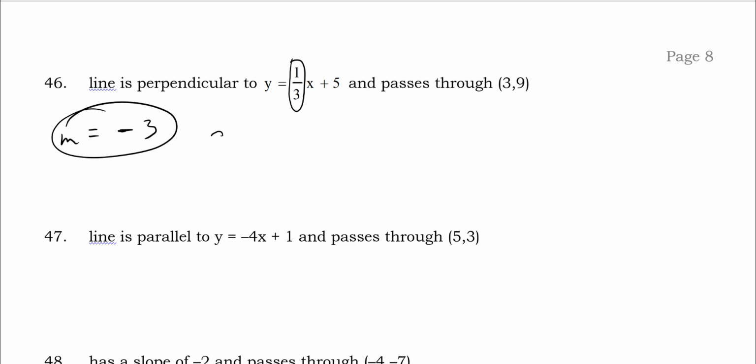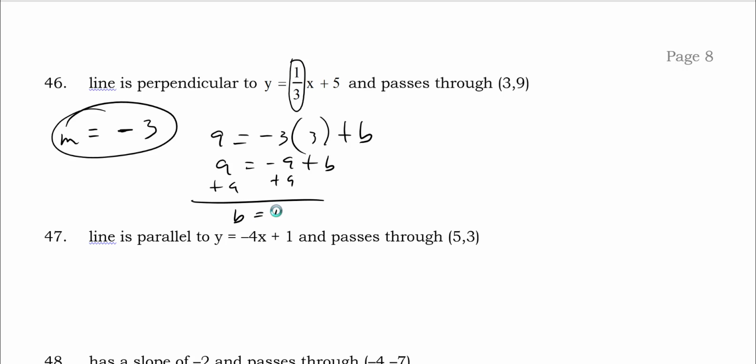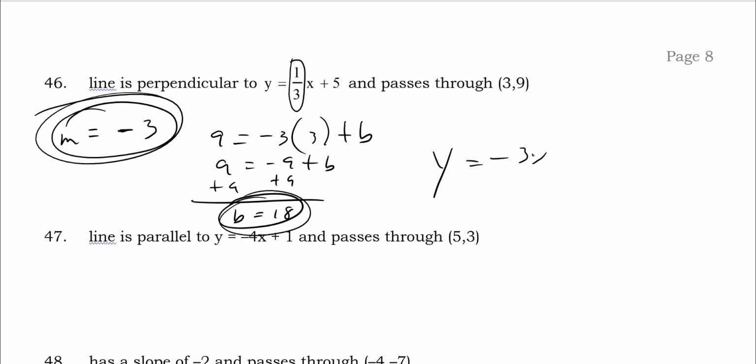So y equals m times x plus b. So 9 is equal to -9 plus b. I add 9 to both sides. So b is equal to 18. So there you go. Slope is -3, b is 18. So my equation is y equals -3x plus 18.